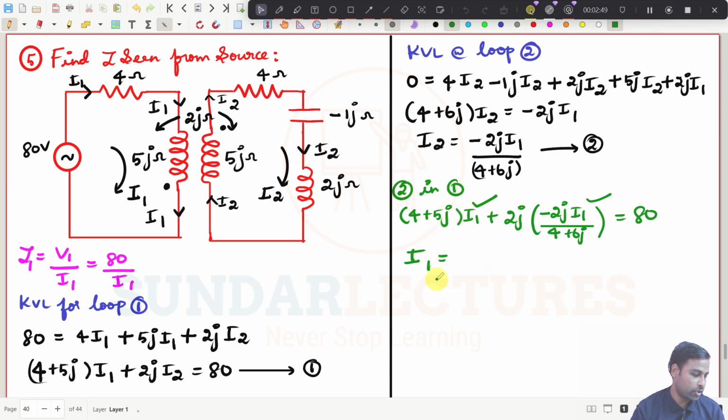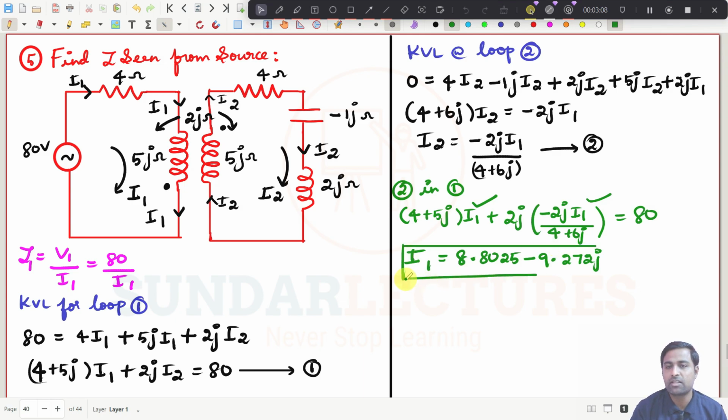I1 is equal to, I am getting I1 to be 8.8025 minus 9.272j. I am not showing these kinds of steps. See, try to understand, I am not giving them because it is easy to simplify. Just simplify the algebraic things, you do it by yourself.